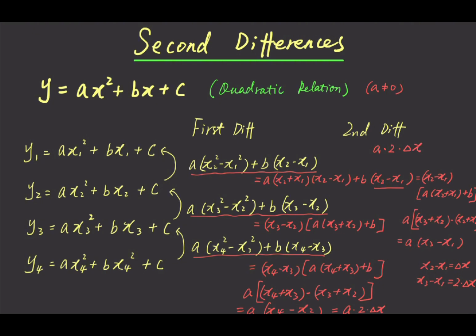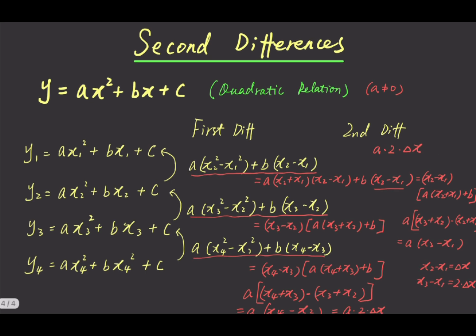We can figure out this number is a constant. So we get the conclusion: the second differences will be the same number. So we say the second difference will be a constant for the quadratic relation between x and y. This is the algebraic proof for this conclusion.